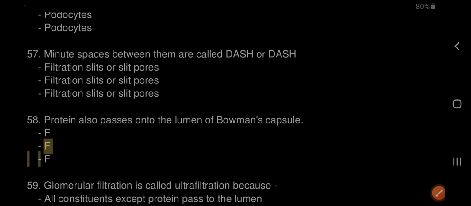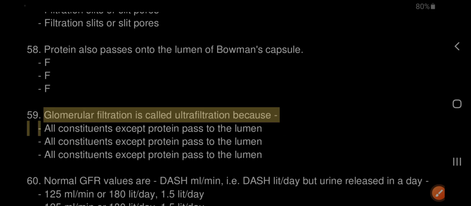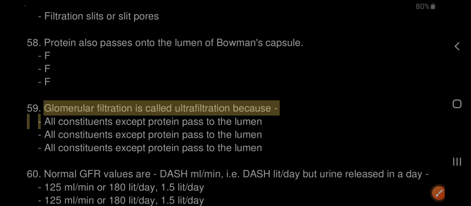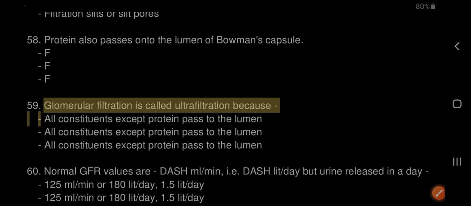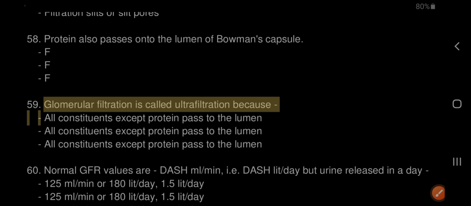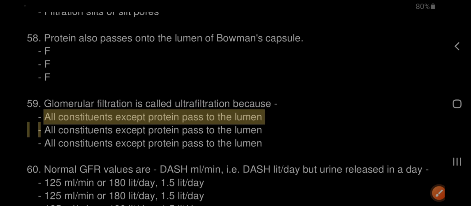59. Glomerular filtration is called ultrafiltration because all constituents except protein pass to the lumen.